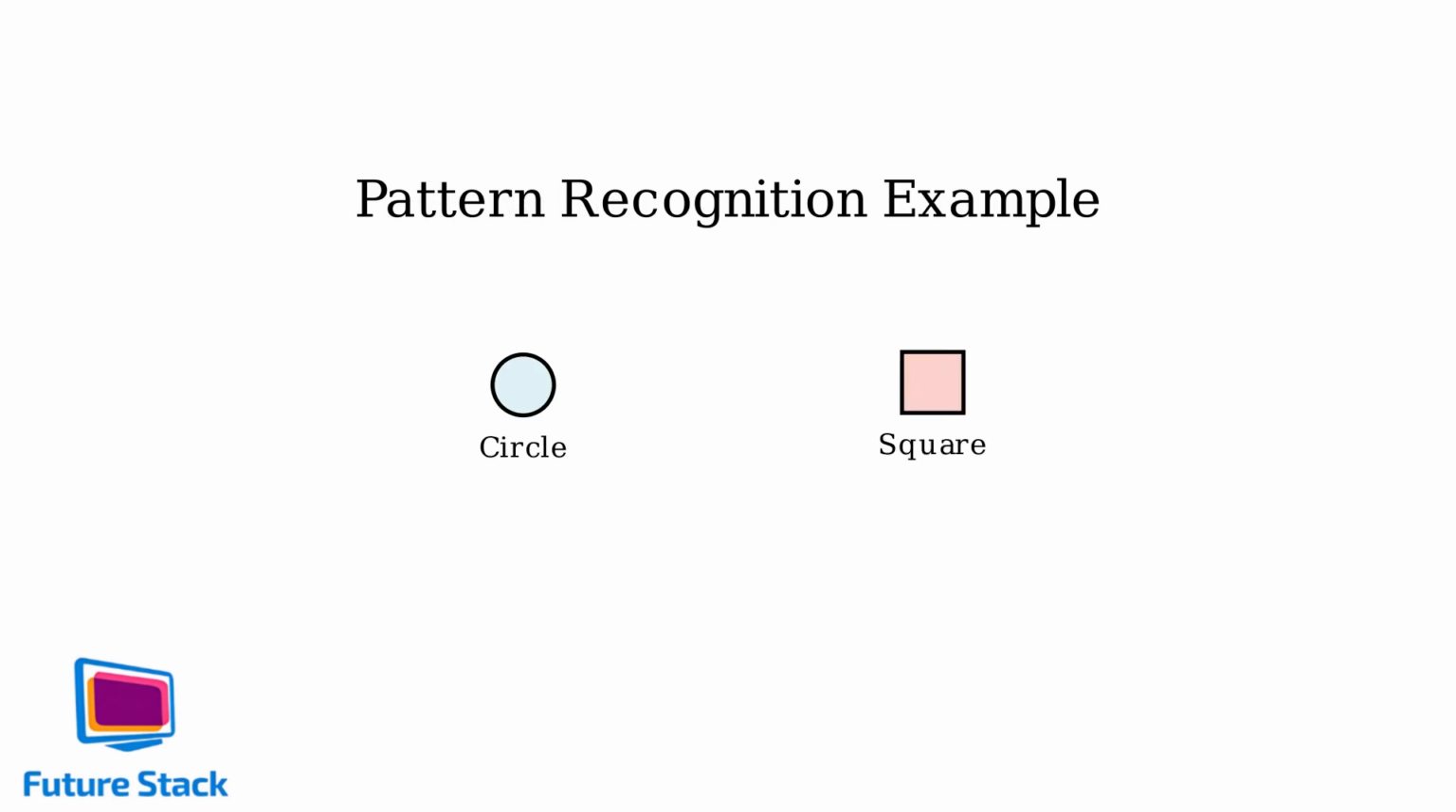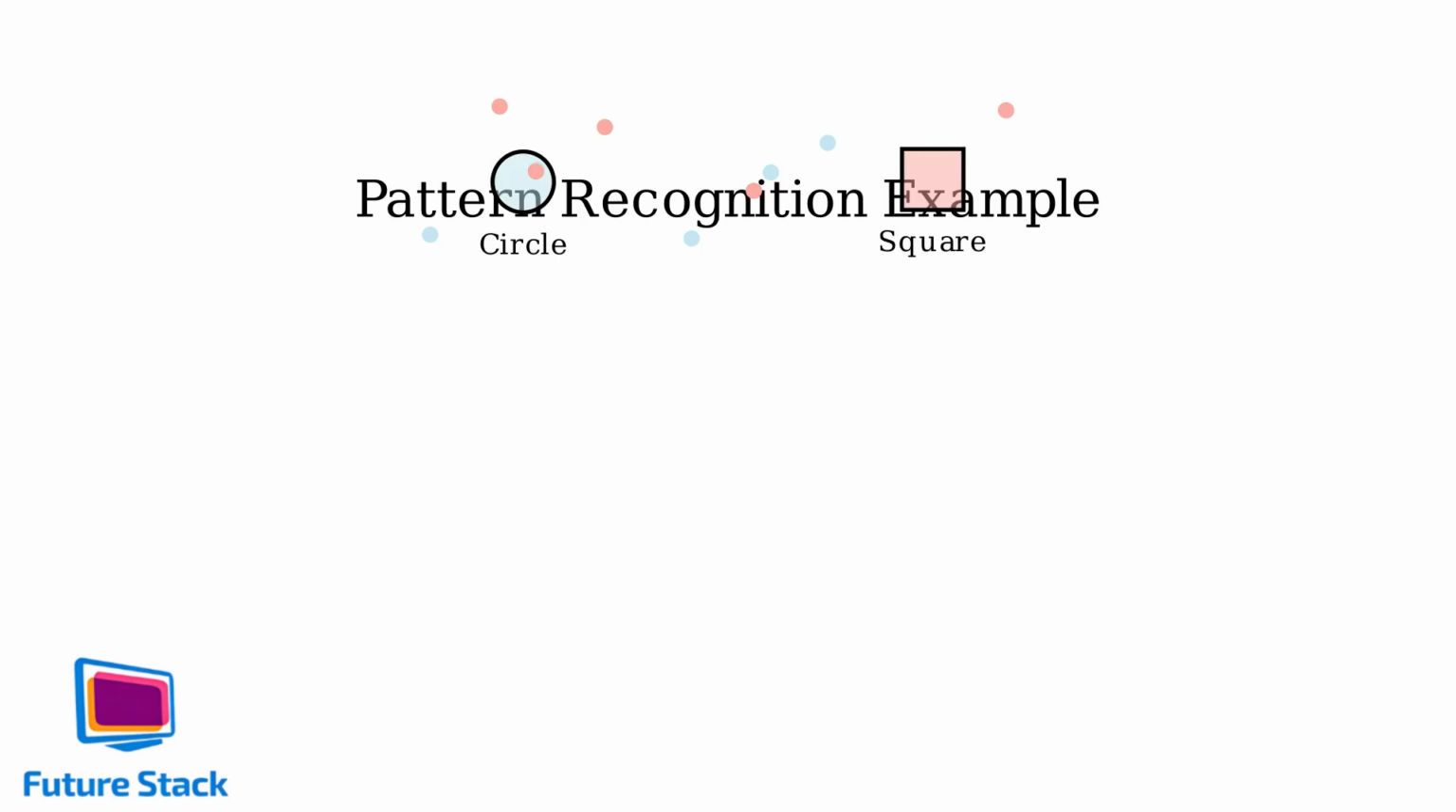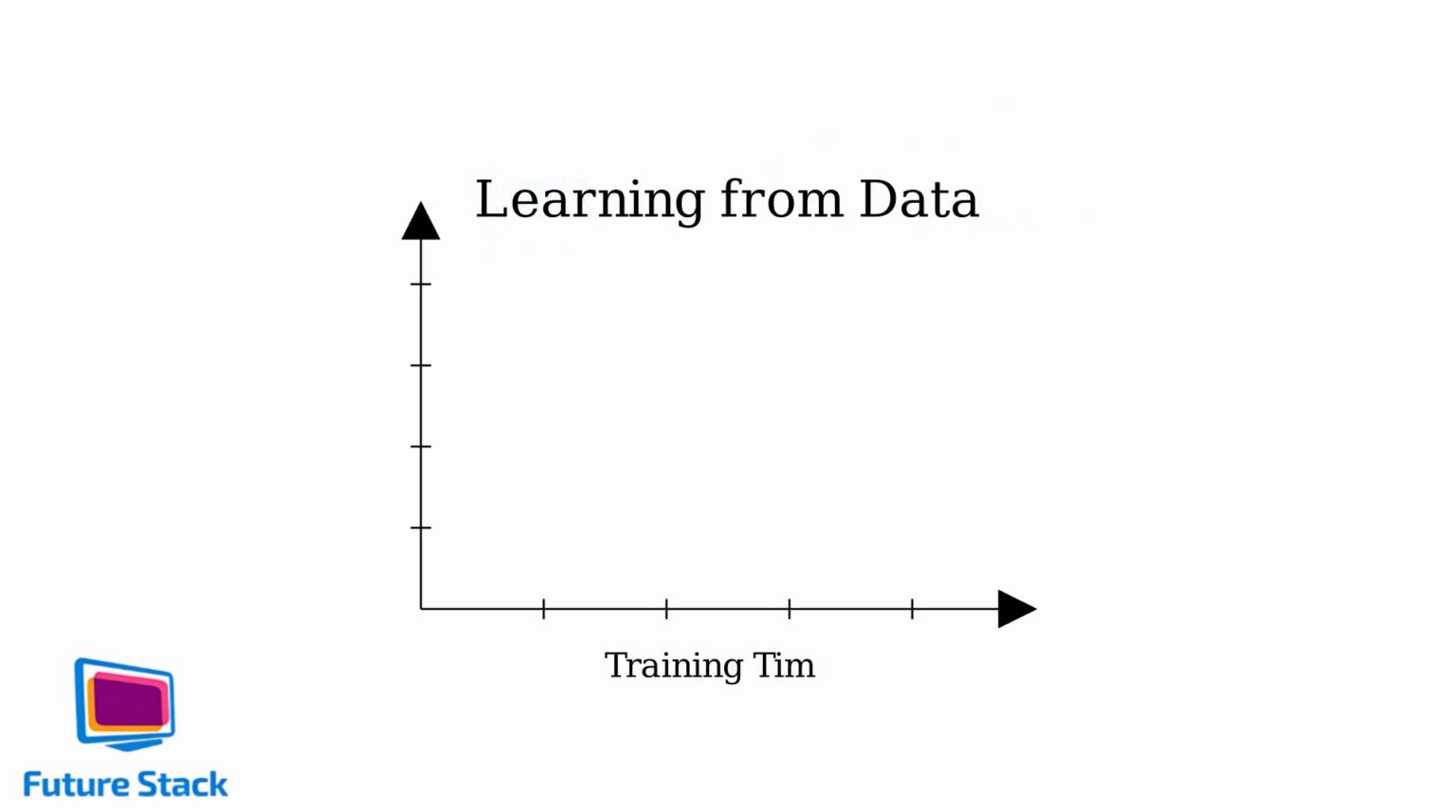Let's see how a machine learning model can learn to distinguish between different shapes. The computer learns by analyzing many examples, finding patterns in the data. As the model processes more data, its accuracy improves over time. The learning curve shows how the model's accuracy increases as it sees more training examples, eventually reaching a high level of performance.